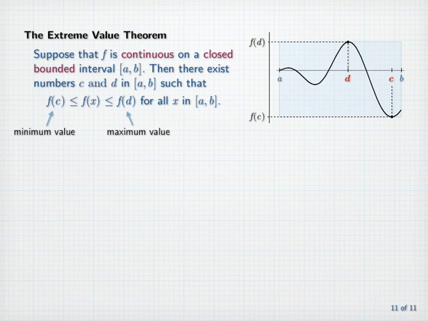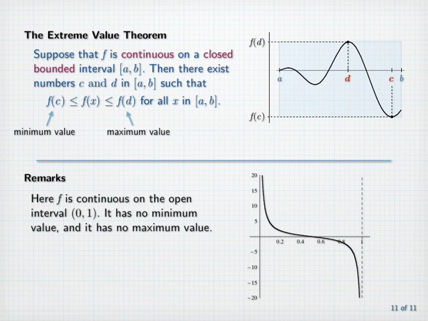So the theorem basically says that a continuous function on a closed bounded interval takes on both a minimum value and a maximum value on the interval. A couple of remarks about the hypotheses of the theorem. This picture shows the graph of a function that's continuous on the open interval (0, 1). It has no minimum value and it has no maximum value. This shows that the hypothesis that the function be continuous on a closed interval is necessary in the theorem.